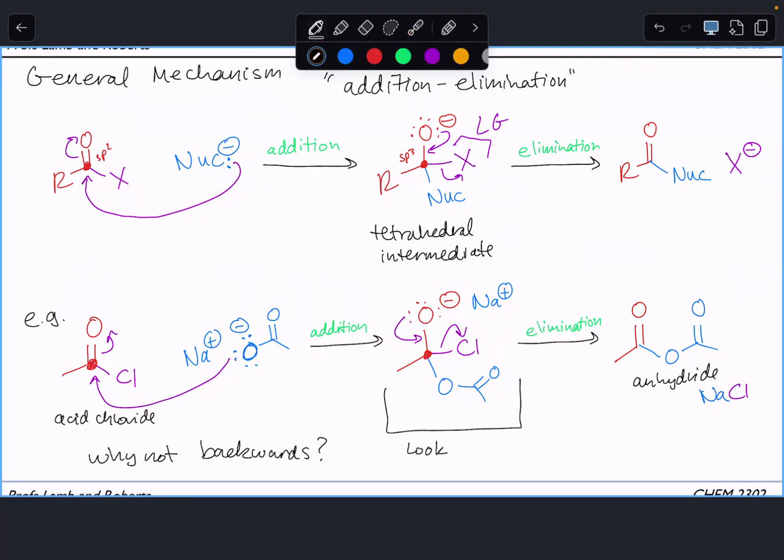So we want to look here, which is the better leaving group. And in this case, it's going to be chlorine minus. And so that's why we're going to go in that direction, okay? All right, that's our generic nucleophilic acyl substitution mechanism. I'm going to stop there today. We're going to do a bunch of versions of this on Friday and Monday for sure.